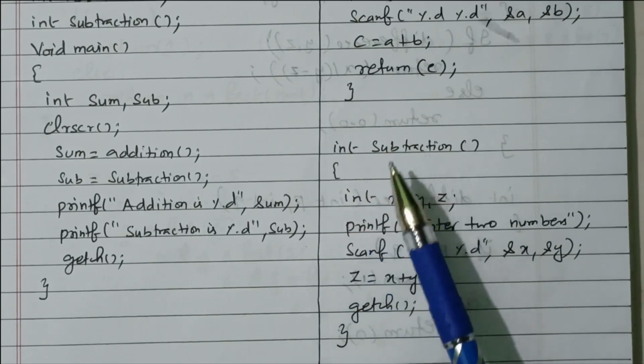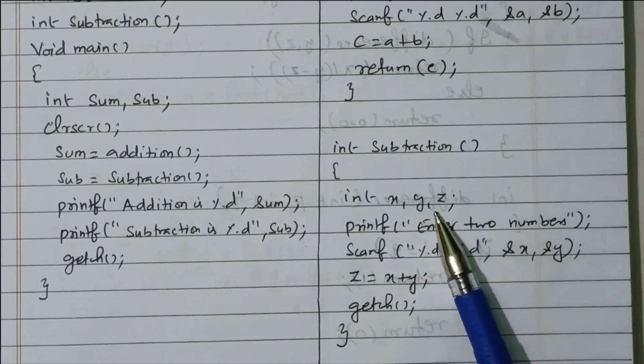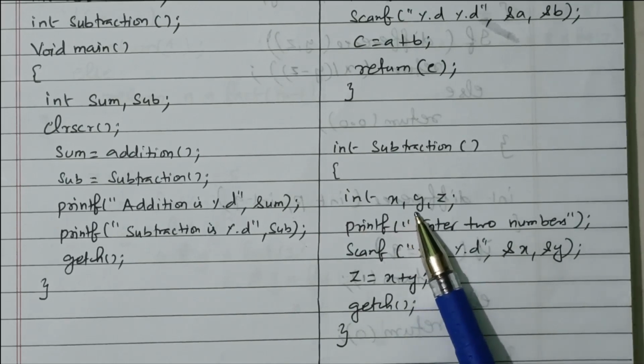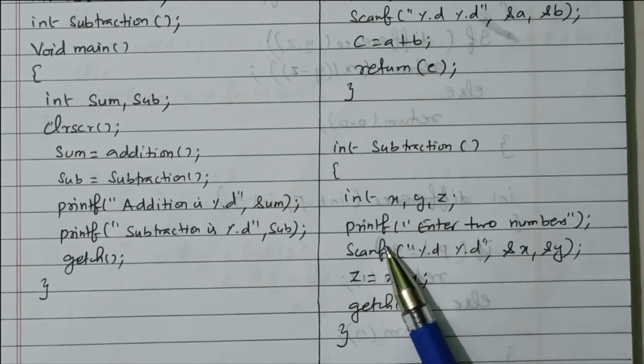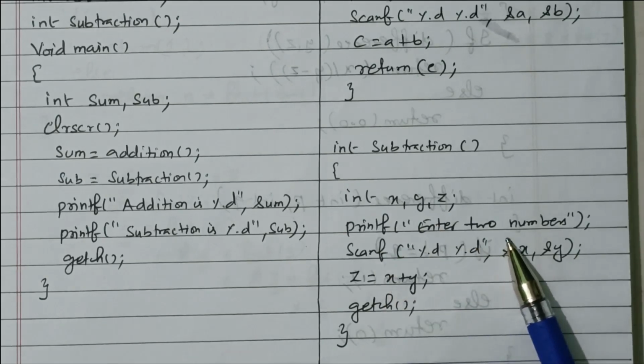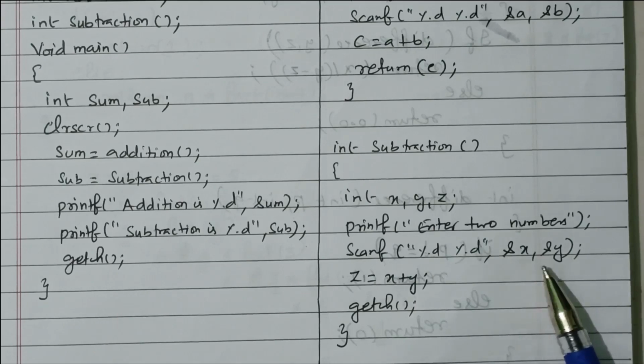Very similar to the previous one. Here also we have declared three variables, x, y, z. x and y are the two inputs, two numbers. z is the answer. We are going to subtract these two numbers and store the result in z. With printf, we ask the user to enter two numbers. Using the scanf statement, we can scan the two numbers. Percentage d indicates integer type, and &x and &y mean the address of x and the address of y. The entered two numbers are stored in x and y.